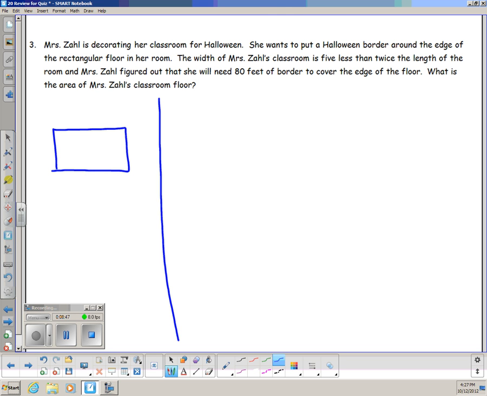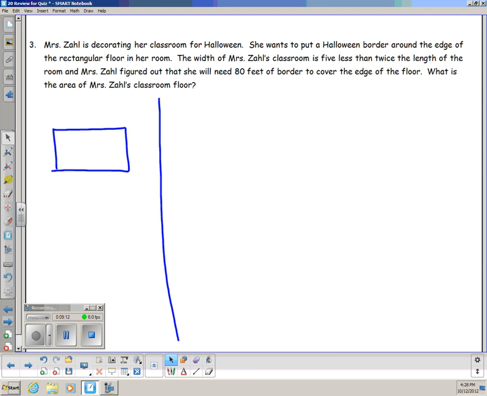The width of Mrs. Zoll's classroom is 5 less than twice the length of the room, and Mrs. Zoll figured out that she will need 80 feet of border to cover the edge of the floor. What is the area of Mrs. Zoll's classroom floor? Now, I read that whole thing out loud to give us some practice in reading the first time through, and then I'm going to go back and read this again and stop where I need to stop.